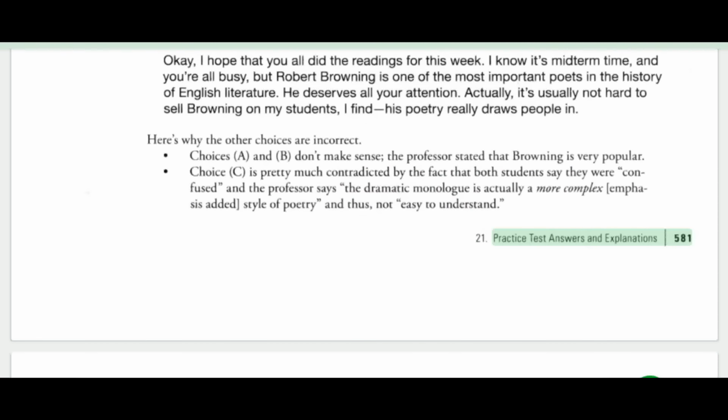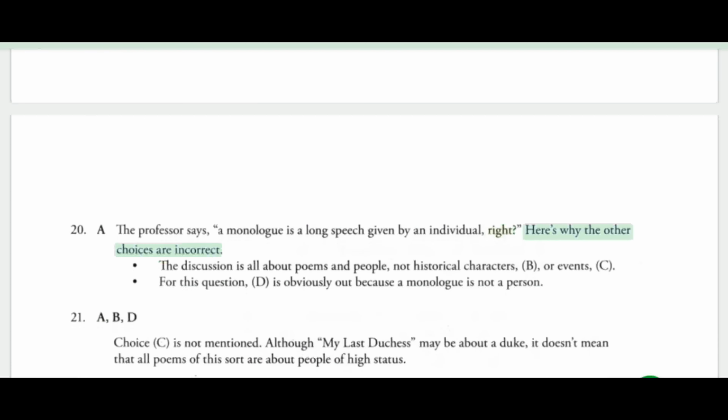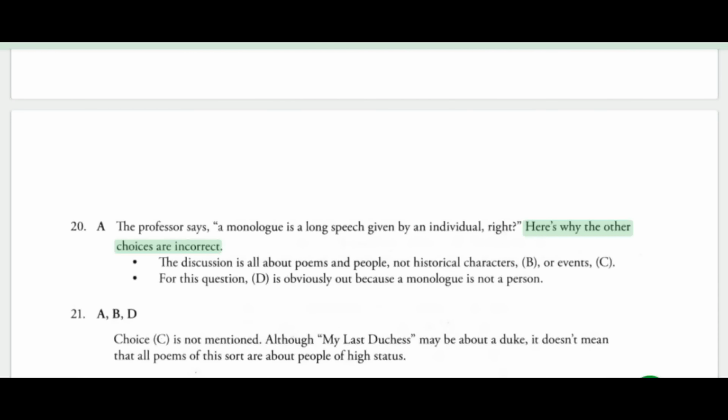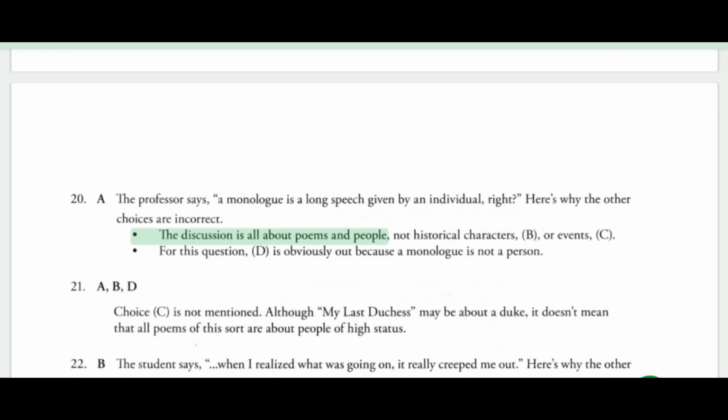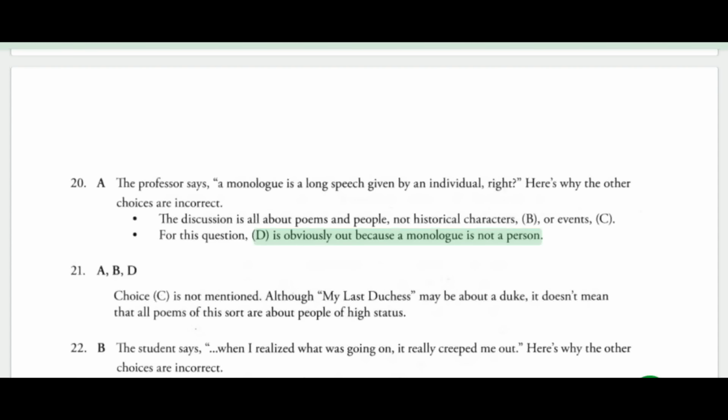21. The professor says, a monologue is a long speech given by an individual, right? Here's why the other choices are incorrect. The discussion is all about poems and people, not historical characters, B, or events, C. For this question, D is obviously out because a monologue is not a person.